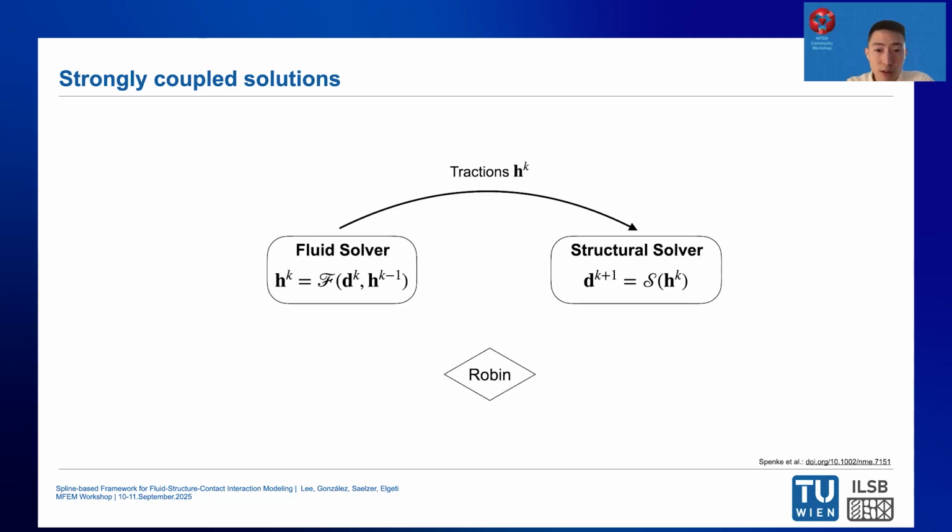And as I mentioned before, we have the Robin condition. Here we take a very practical strategy. The displacement comes from the structure solver, and instead of computing the Cauchy tractions on the structural side, we pass the fluid traction back into the fluid solver. Since the two domains will balance the stress anyway, this leads to the same converged solution, but with much less work.